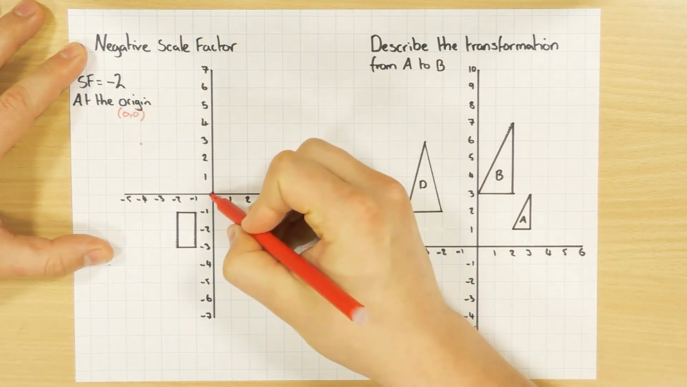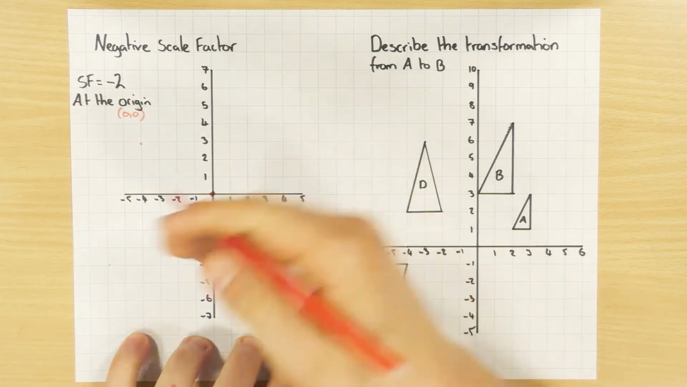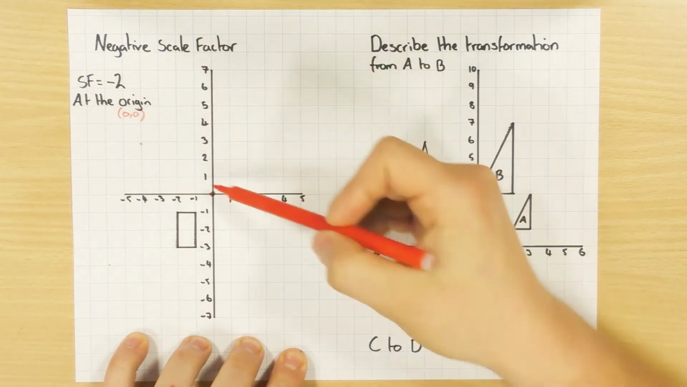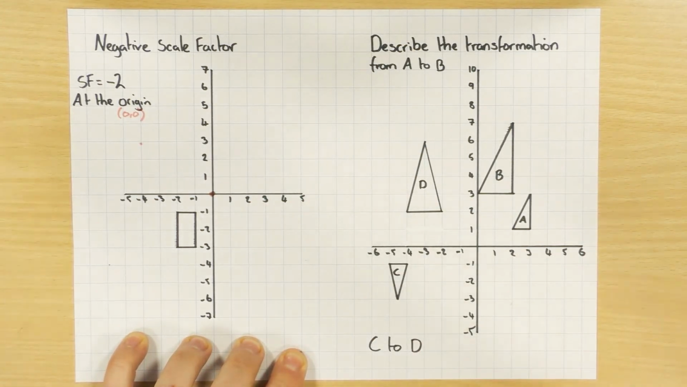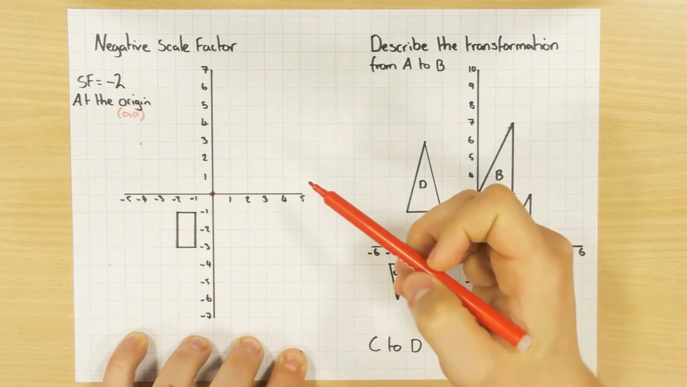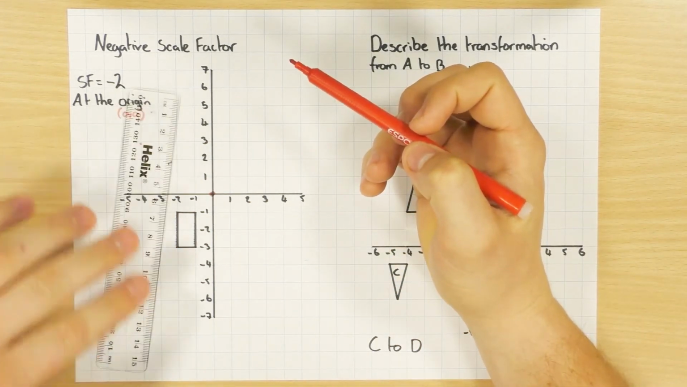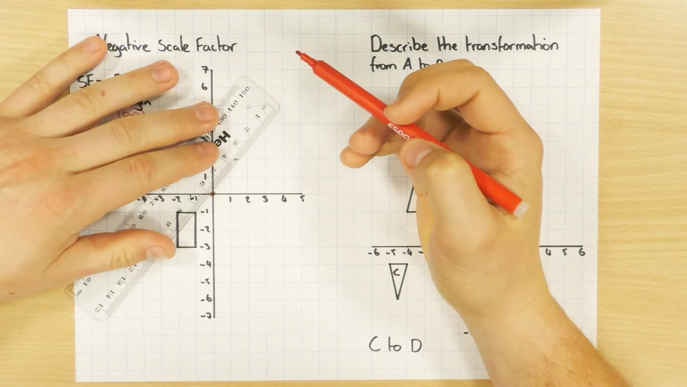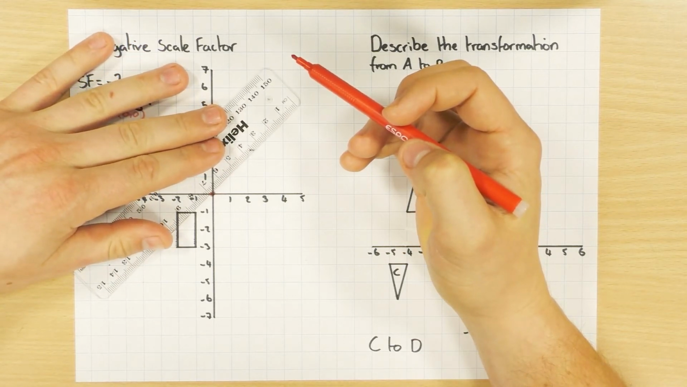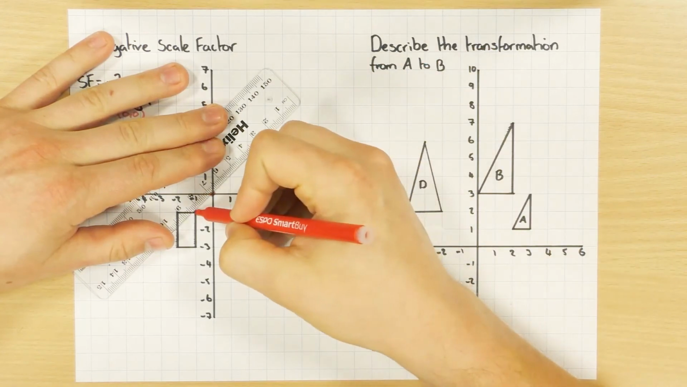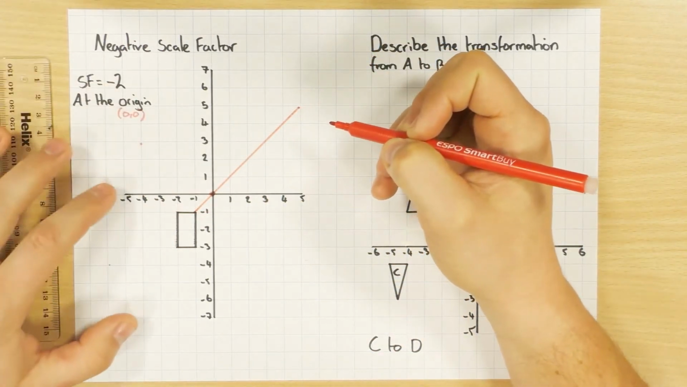Okay, so here's my centre of enlargement. So because it's negative, it's going to be on the other side, so it's going to be somewhere over here, on the other side of the centre of enlargement. And because it's a 2, it's going to get twice as big. Okay, now for this one, I would definitely put on your grid lines first, because that is going to help, because sometimes you do get a little bit in a muddle when going from the other side.